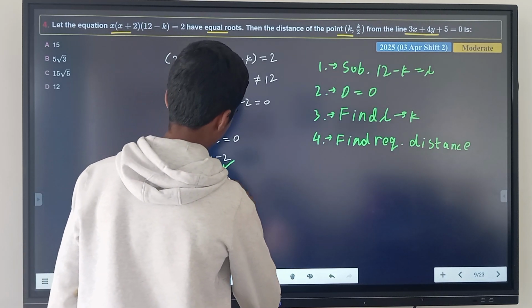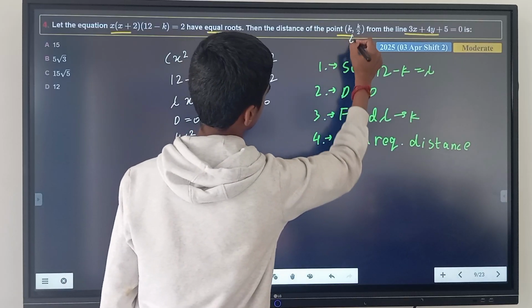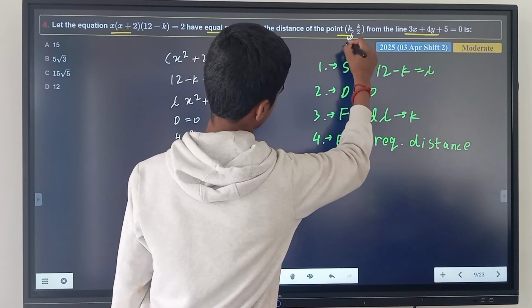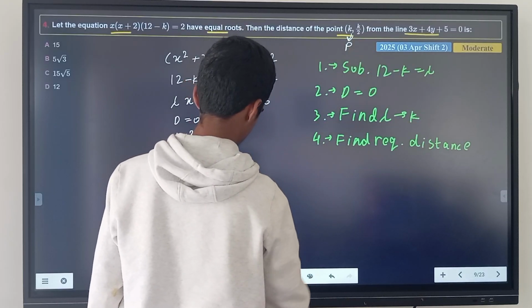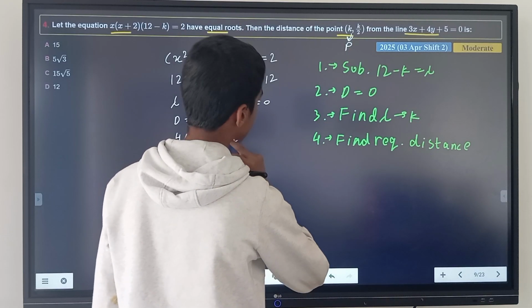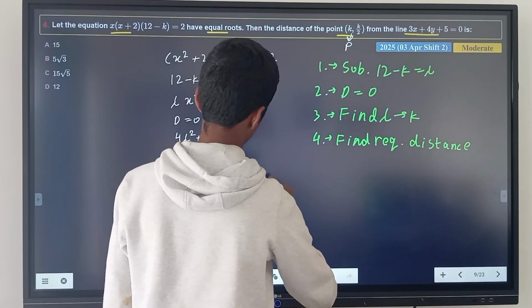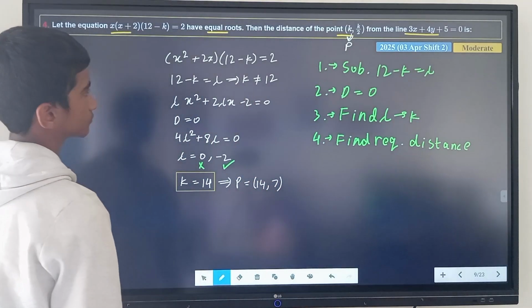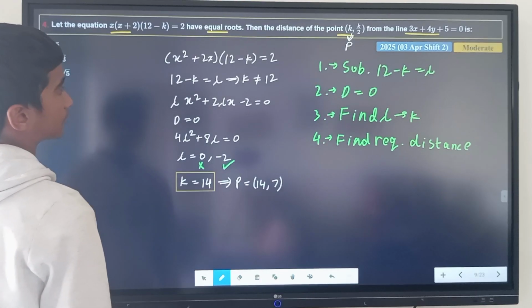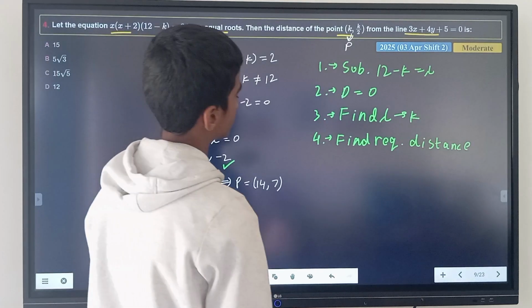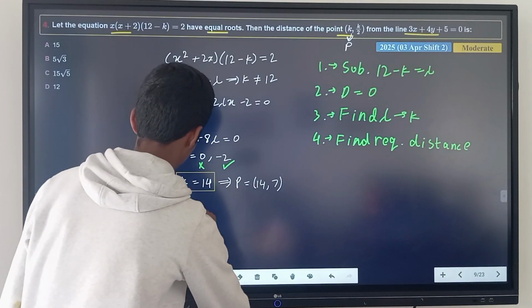And our point, let's say this point is P, our point P will be 14 comma 7. So now let's find the required distance.